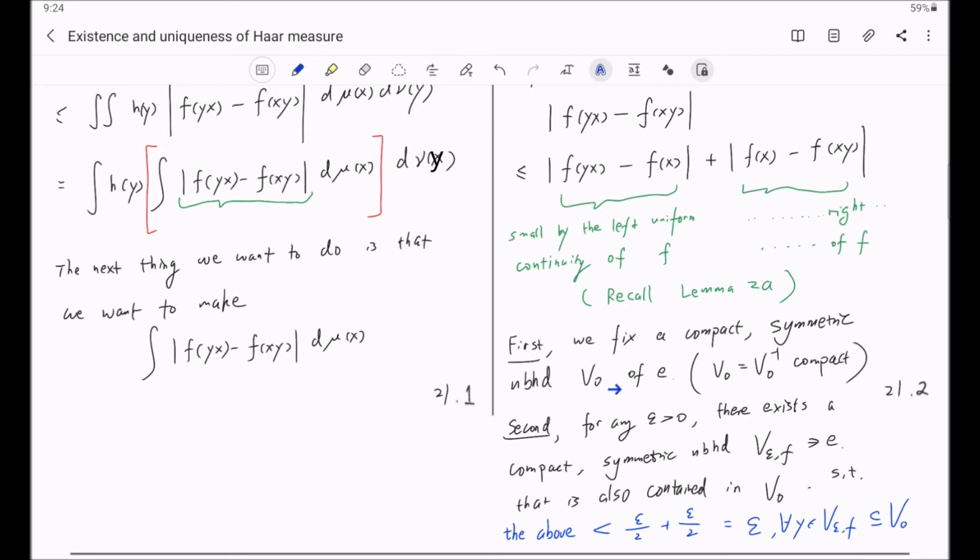So you may want to go over this again to see if you really understand what we have been doing here. And you may wonder why we are doing this in two steps. What's the point of first taking this V0 and then taking another neighborhood of identity inside this V0? I will tell you later. At this point, it's basically because this V0 is something fixed, but this V sub epsilon f is something that depends on epsilon and f. That's the point. But you will see later why we made this choice.